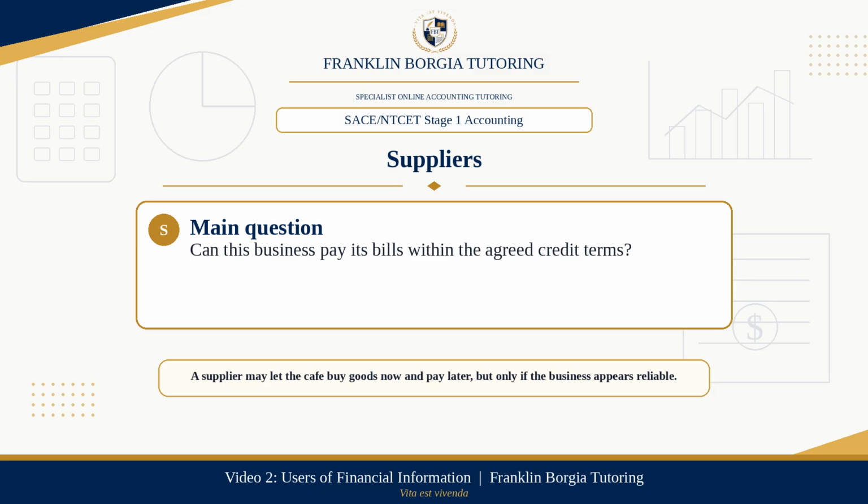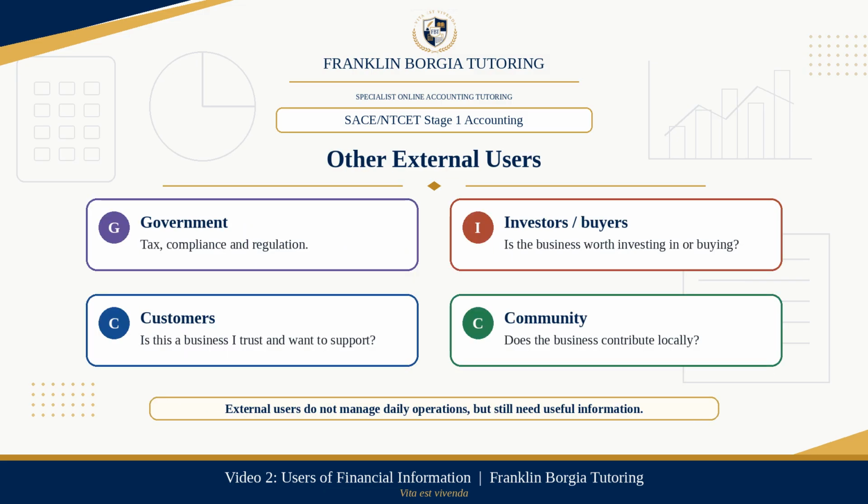Suppliers may also be interested. If a supplier allows the cafe to buy goods now and pay later, the supplier wants confidence that the business can repay its bills within the agreed credit terms. The government uses accounting information for reasons such as tax, compliance, and regulation. Investors or potential buyers may use accounting information to decide whether the business is worth investing in or buying.